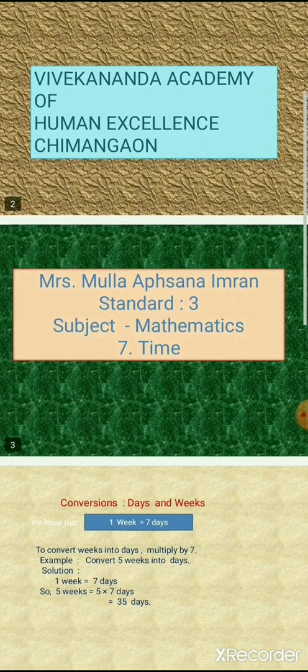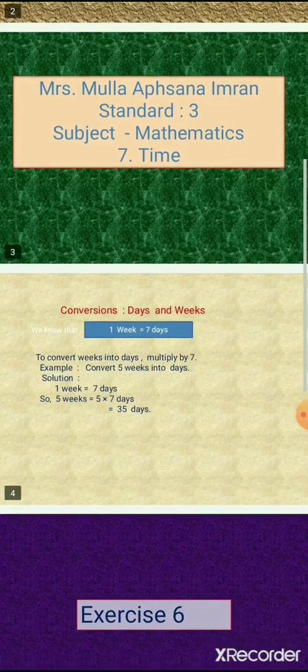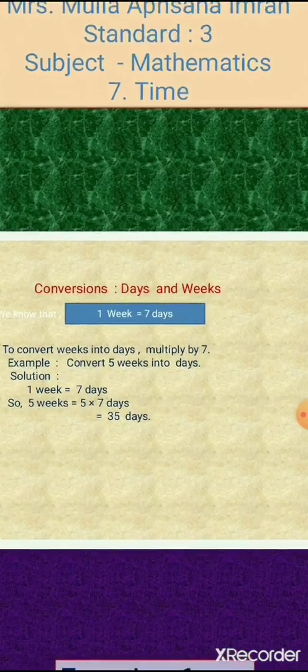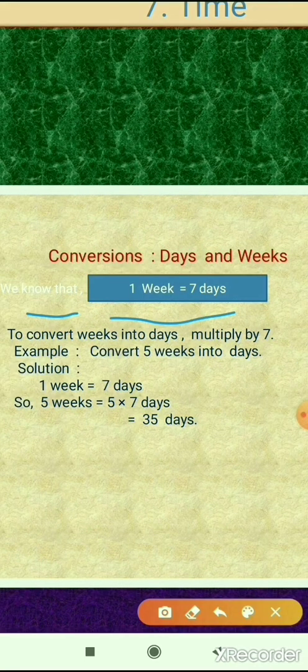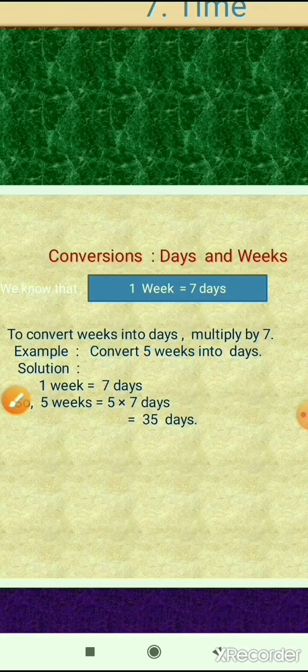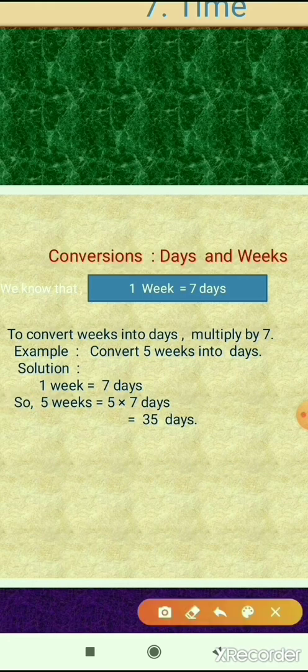Okay students, so see here, we will see how to convert days and weeks, conversion of days and weeks. Remember that to convert weeks into days, multiply by 7. Okay, so let's see one example. Then you will understand better.